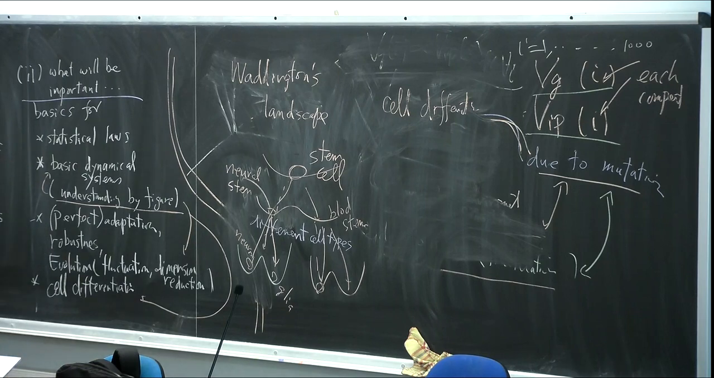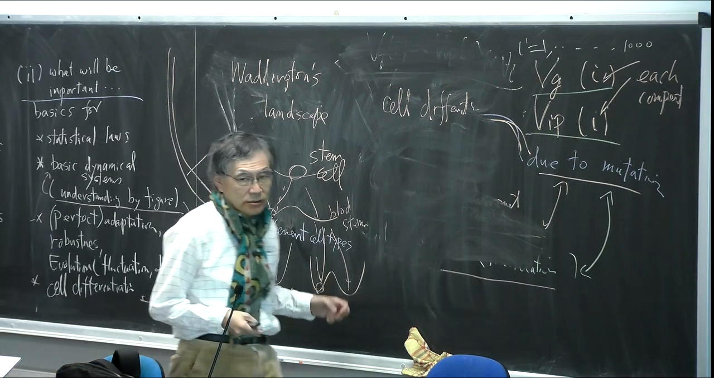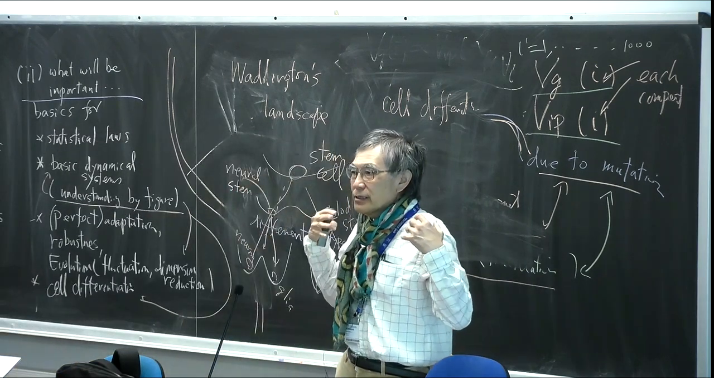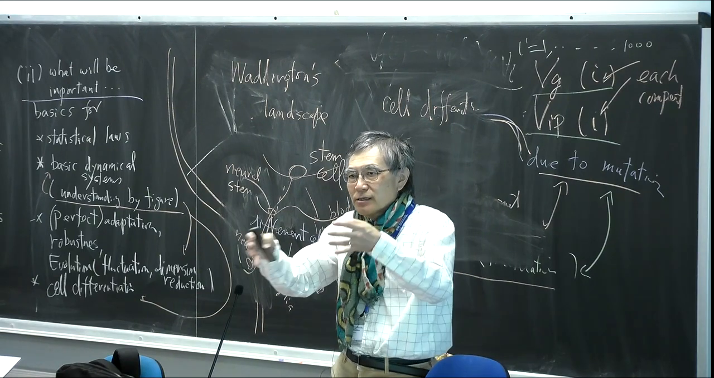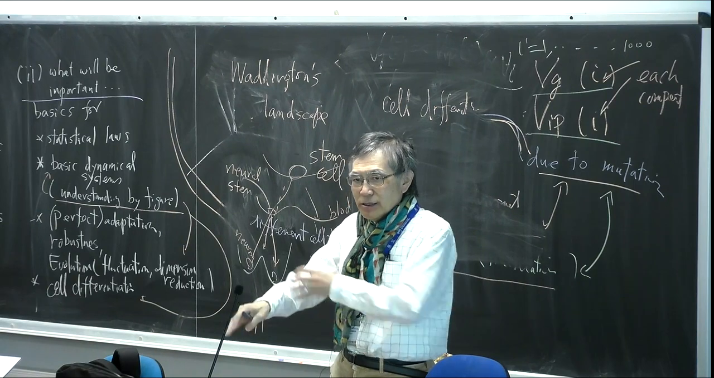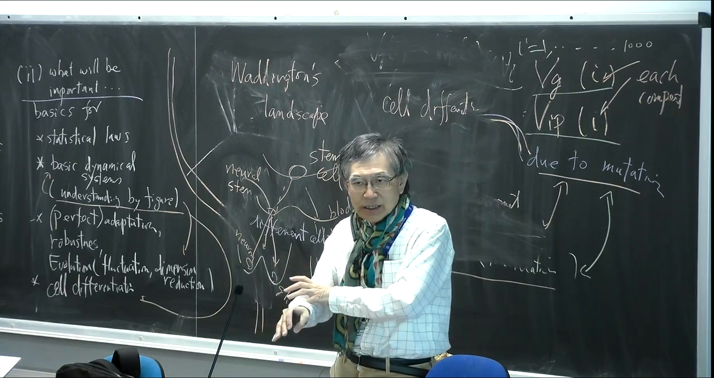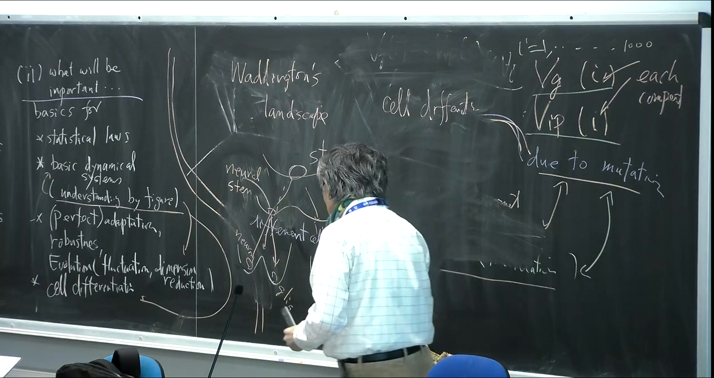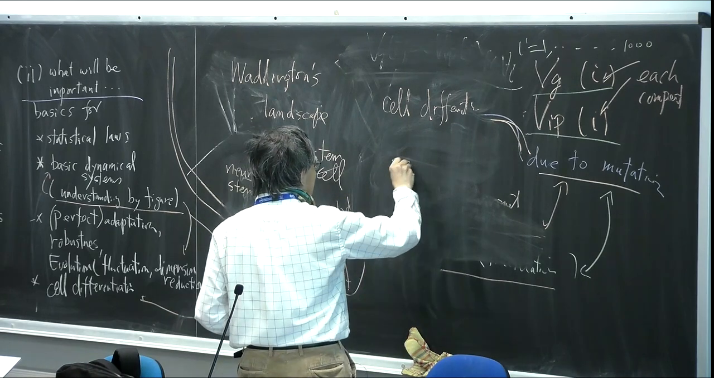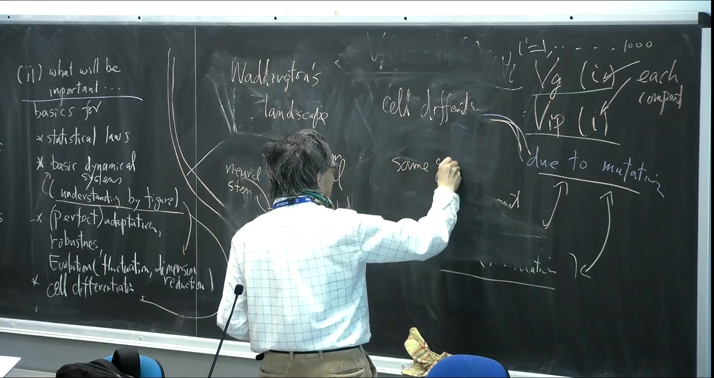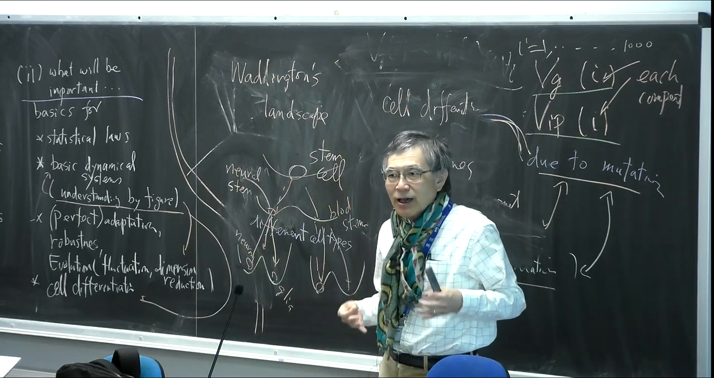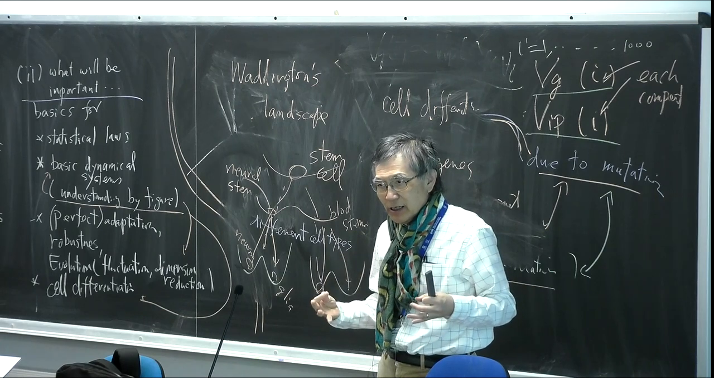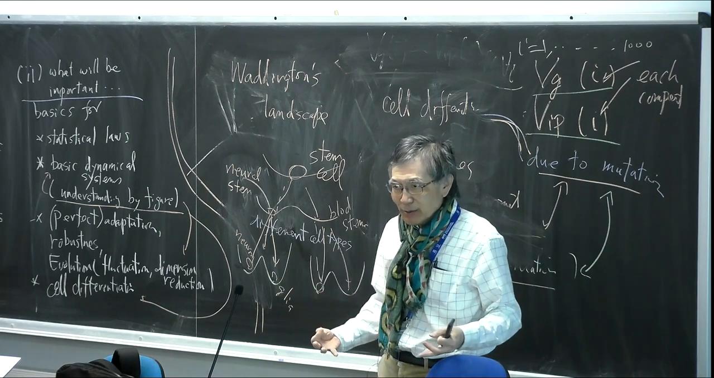And at this point, what is important is that these cells still have the same genes. So even though these cells differentiated, the DNA itself is not changed. Same genes. Same genes mean that they basically have the capacity or ability to have the same reaction dynamics.